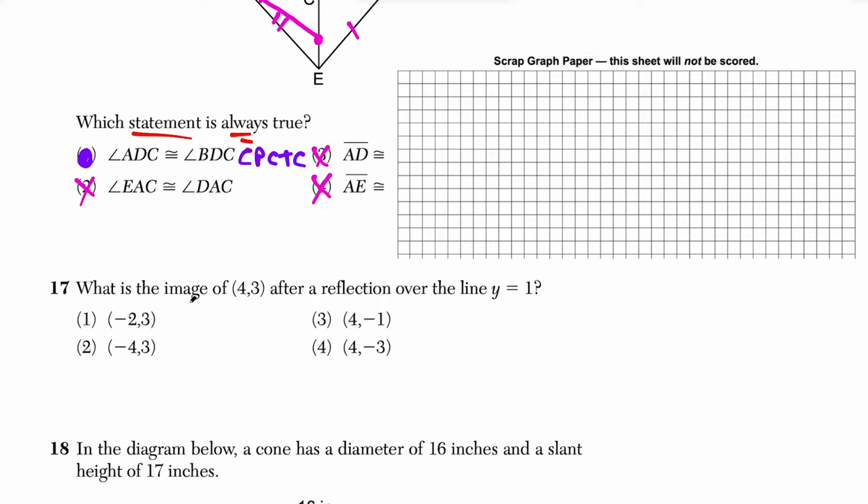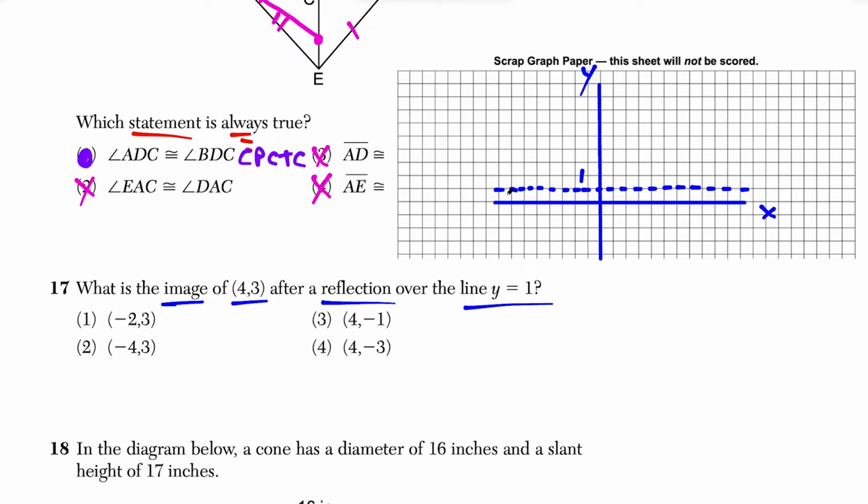Question 17, we want to know what is the image of (4, 3) after a reflection over the line y equals 1. And for this question, I'm going to use the scrap graph paper. Now, if you're a great artist, you could just do this freehand, but if you're not the best artist in the world, then I recommend that you use the scrap graph paper in the back of the test. And we have the line y equals 1. That's our reflection line. So I'll make this a dotted line. And that's going to be a horizontal line that hits the y-axis at y equals 1. So this is our reflection line.